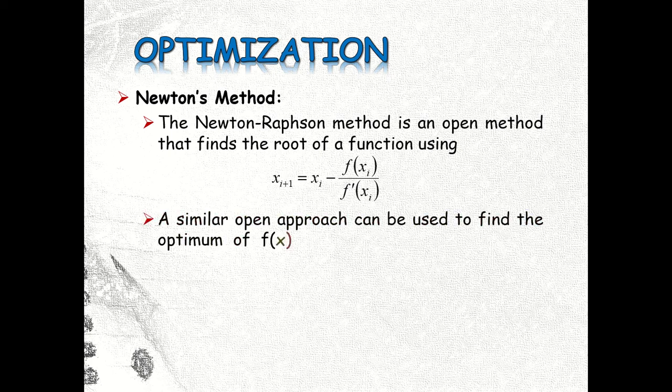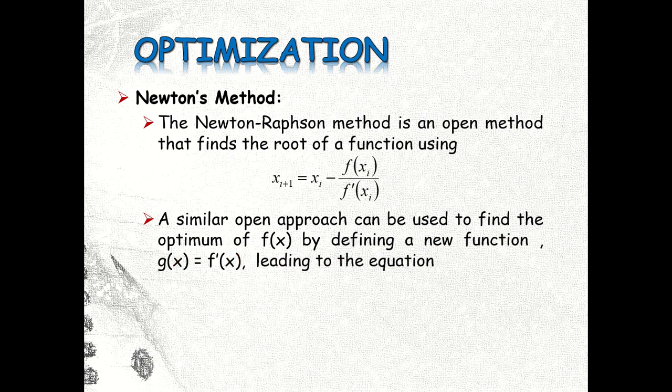A similar open approach can be used to find the optimum of f of x by defining a new function. Our new function now is f prime of x. So it's still a function. The first derivative is still a function of x, leading to the equation x sub i plus 1 equal to x sub i minus f prime of x sub i divided by f double prime of x sub i. So this is our first derivative. This is our second derivative. So this is used to find the optimum.